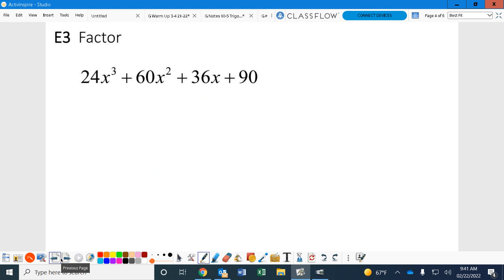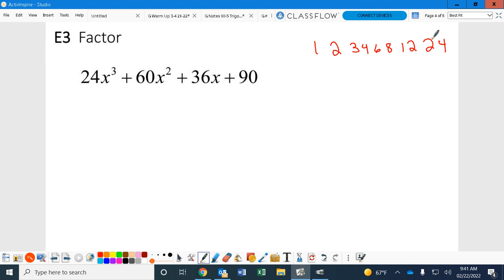What's the smallest number out of all these? So 24. So 1 and 24. What are the other factors of 24? 2 and 12. 3 and 8. And then 4 and 6. Perfect. The reason I do that in order, guys, is so I can go from the highest one down to the lowest because we're looking for the greatest common factor.